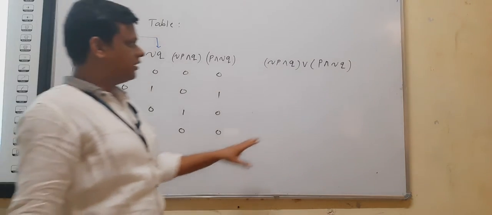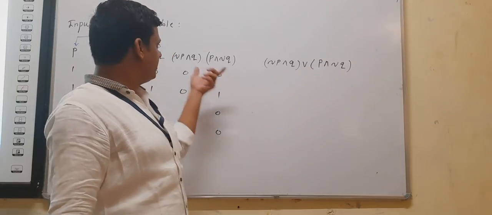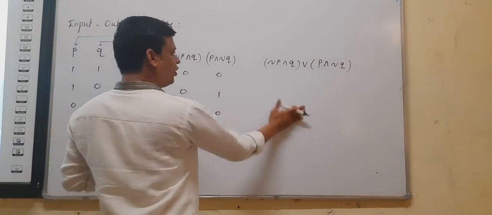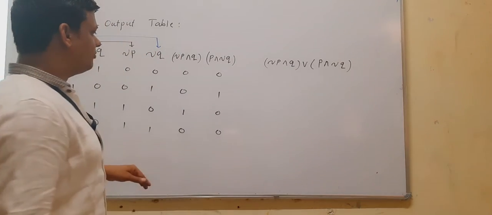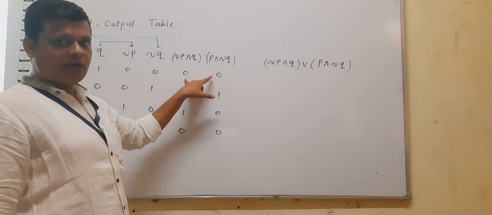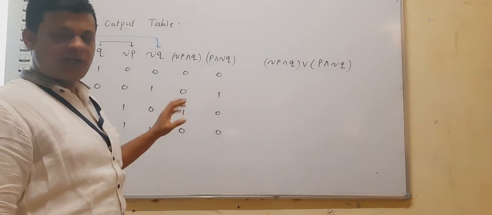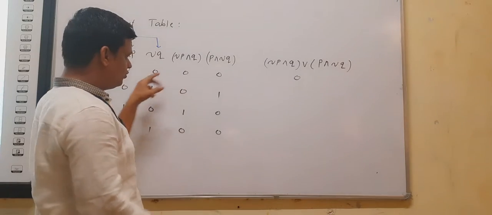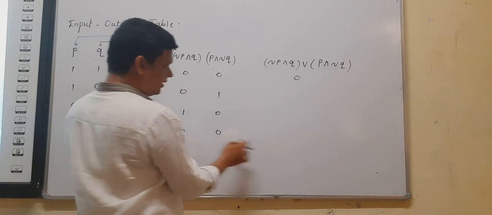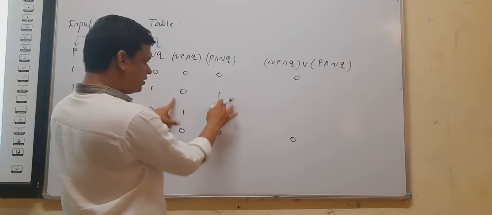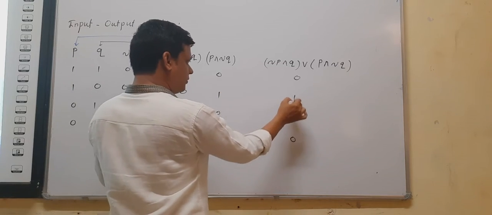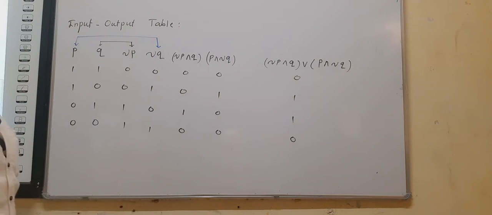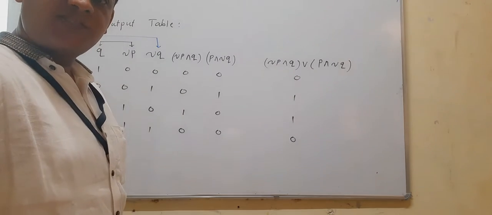Now we have to take these junctions, that is, these two circuits are in parallel combination, so we have to apply the rule for parallel combination. In parallel combination, if both the switches are open, then only its output is 0. Both are open, therefore the output is 0. Again both are open, therefore the output is 0. Otherwise both are not open, therefore the result is 1. This is the truth table, or input-output table, for the given switching circuit.